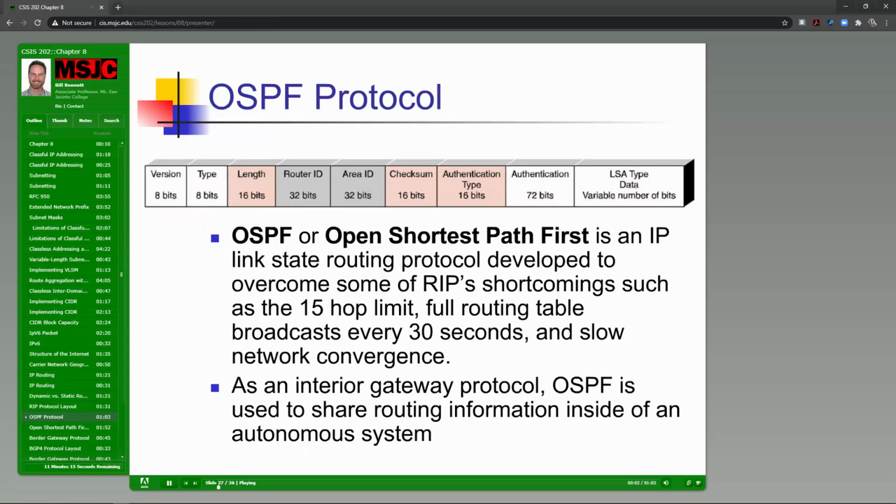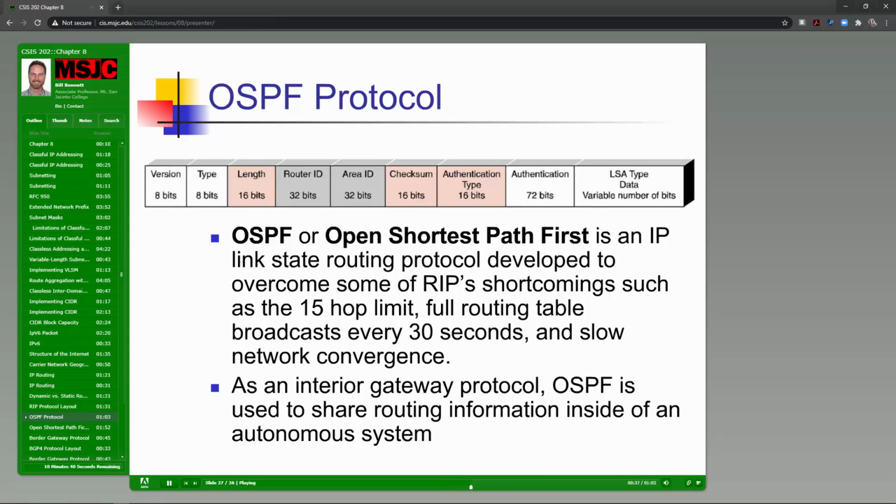Another popular routing protocol is OSPF, Open Shortest Path First. It is what we call a link state routing protocol, and it was developed to overcome some of RIP's shortcomings, such as the 15 hop limit. That was another limit of RIP, that the routing advertisements can only go as far as 15 routers down the road. Also, the fact that RIP broadcast its entire table every 30 seconds was a drawback, and it was slow with regards to network convergence.